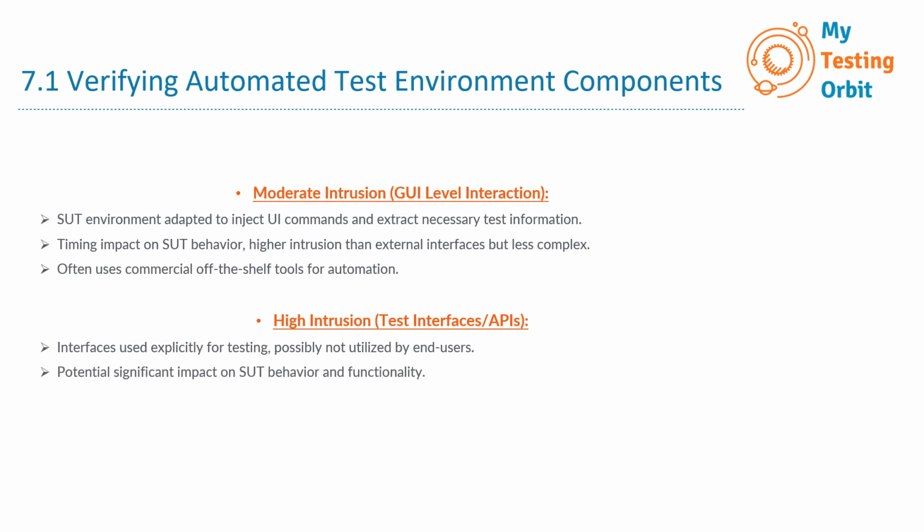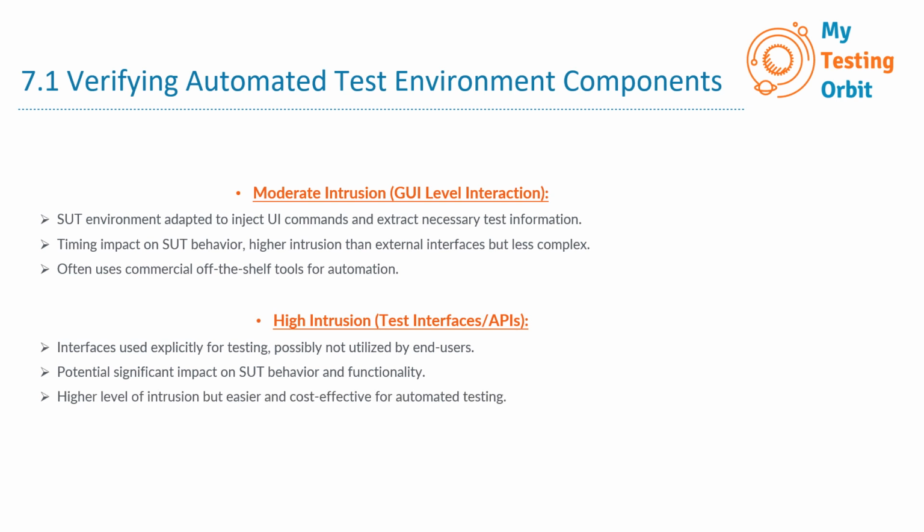Potential significant impact on SUT behavior and functionality. So this method of high intrusion testing could potentially cause a big change in how the system operates or behaves. It might significantly change how the system functions during testing compared to its usual behavior. For example, tweaking or using these special testing pathways, APIs, could make the system behave in unexpected ways that are not typical in normal use.